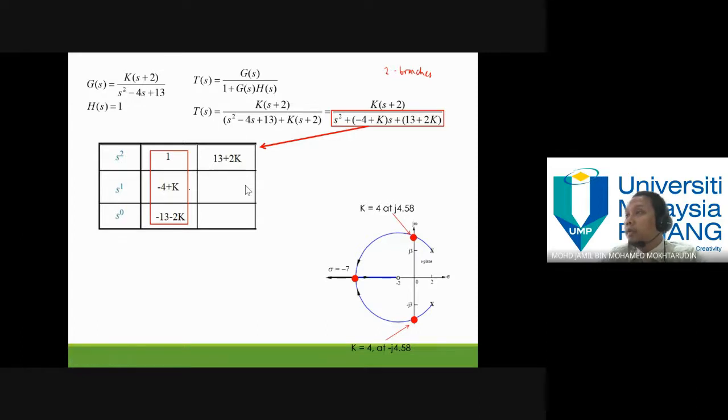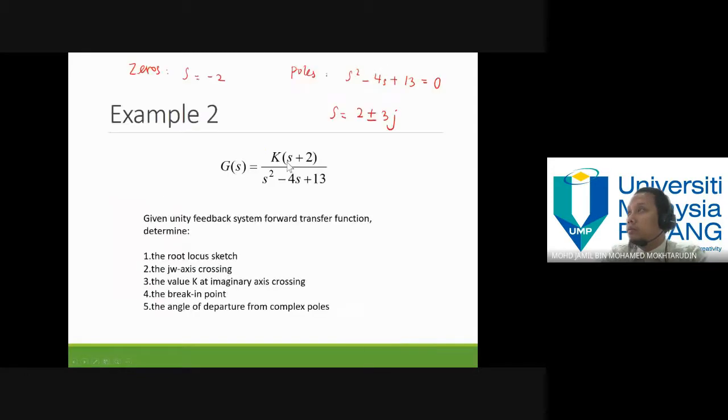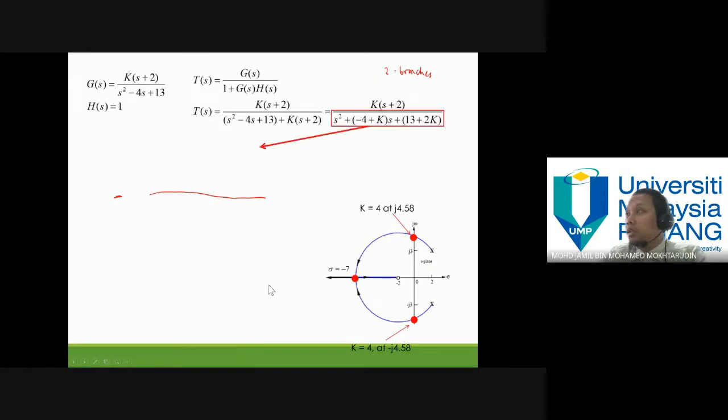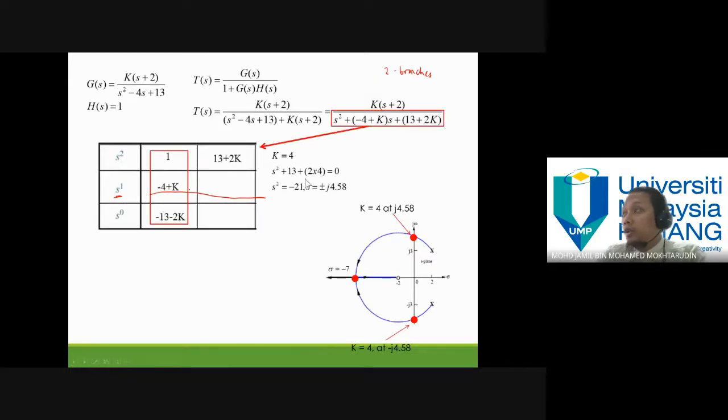And then from the Routh-Hurwitz table, we look at row s1, and find the value of K when all of the values of row s1 equal 0. Okay, so we get K equals 4. So K equals 4 is the value of K at the jω axis crossing, which answers question C, the value of K at imaginary axis crossing. So that value is K equals 4.